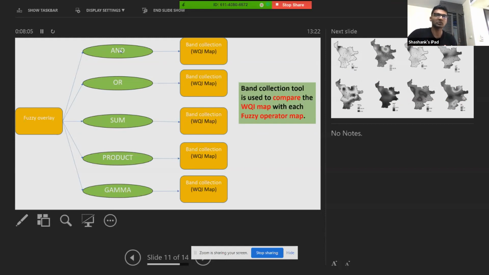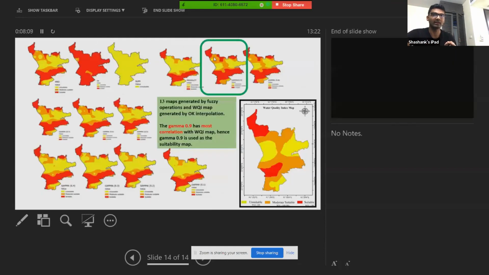And it was found that gamma 0.9 has the most correlation with the WQI map. Hence, gamma 0.9 will be chosen as the suitability map. So the conclusion is that fuzzy logic can be used to find the drinking water suitability.